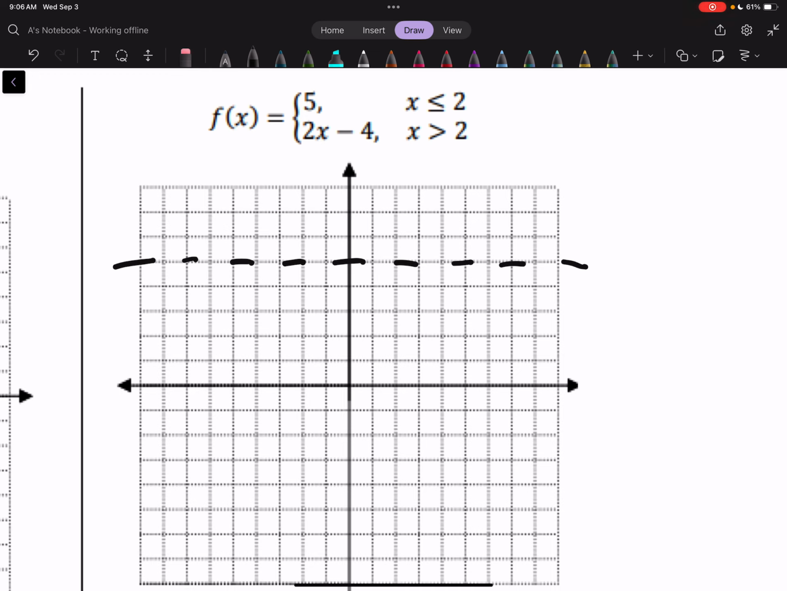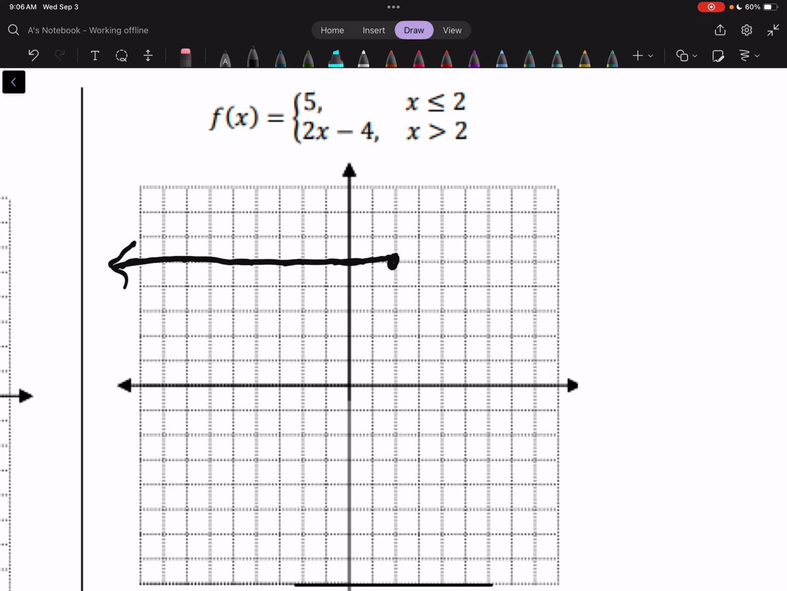Now it says I want this where x is less than or equal to 2. So go to my x-axis, go up to my line. It said less than or equal to, that's why it's a closed circle. I'm going to follow this direction of the arrow because it's less than. This is the first part of my function, and I can erase the right side.